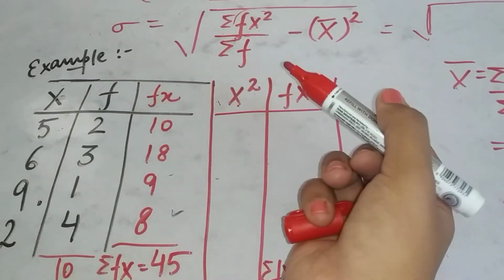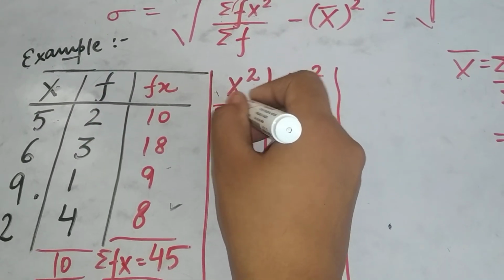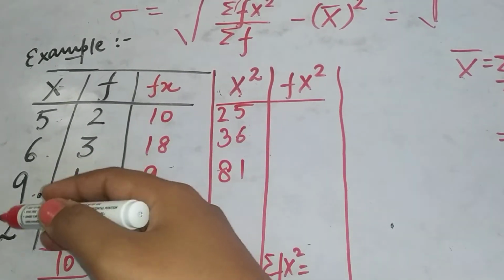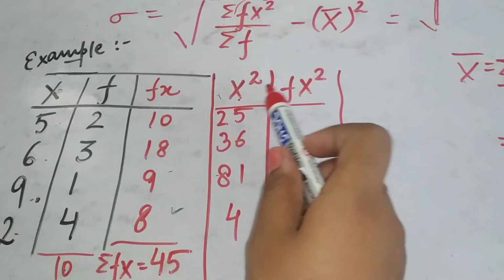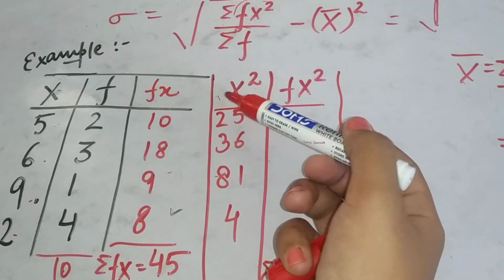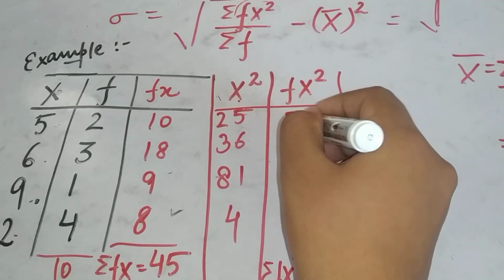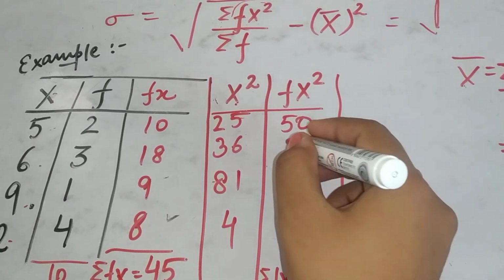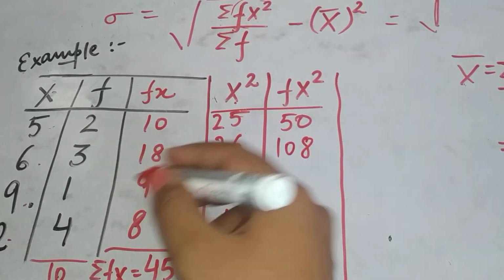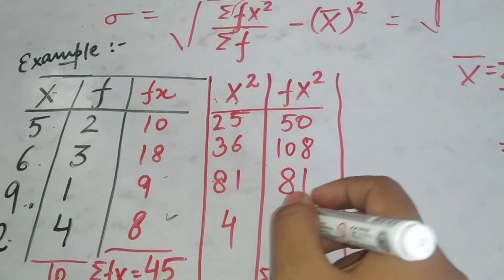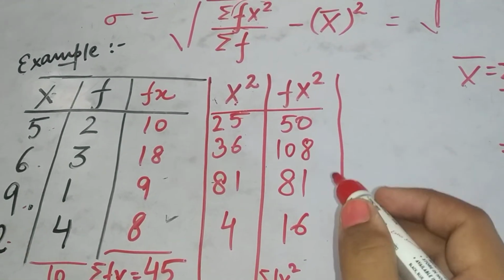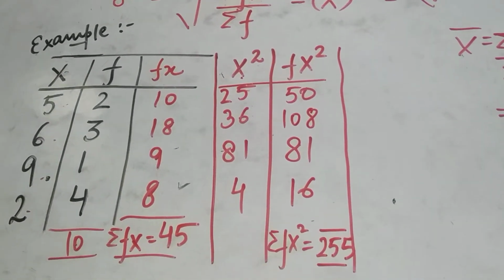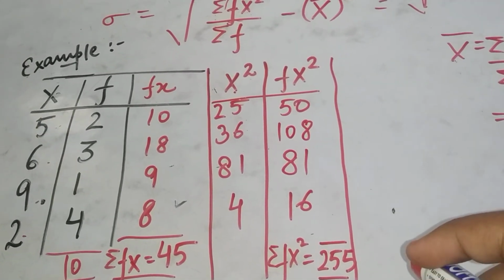Okay, now x square. So 5 square is 25, 6 square is 36, 9 square is 81, 2 square is 4. Now multiply this value with frequency f. 25 2s are 50, 36 3s are 108, 81 1s are 81, 4 4s are 16. Now add them, we get the value 255.